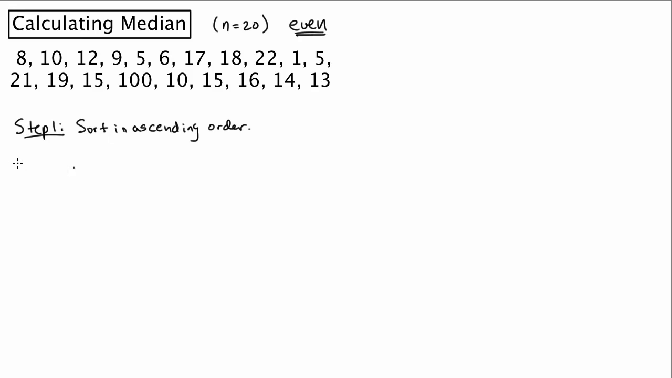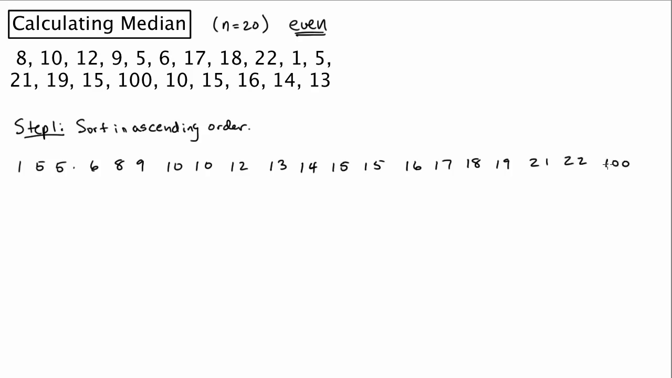So we've got the data points in order now: 1, 5, 5, 6, 8, 9, 2 10s, 12, 13, 14, 2 15s, 16, 17, 18, we're almost done, 19, 21, 22, and finally the last data point is 100.